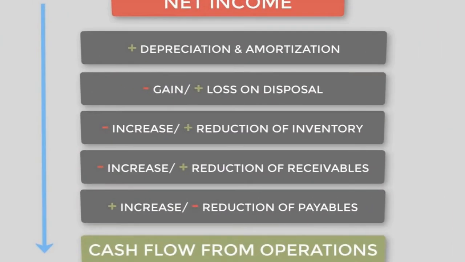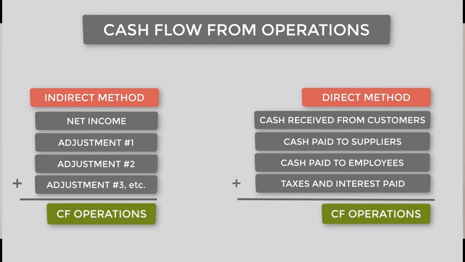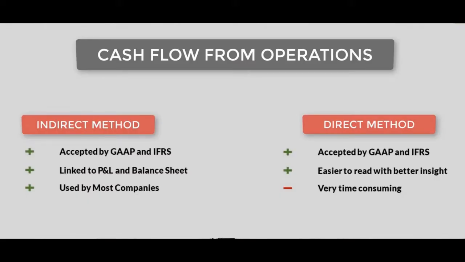The non-cash items are depreciation and amortization, increase and decrease in creditors and debtors, and increase and decrease in inventory. The other method is the direct method. In the direct method, we take the cash generated from the operating activities and what we have paid in relation to those operations. Both methods are accepted by accounting principles. The indirect method is linked to the profit and loss account and balance sheet, and it is used by most companies, whereas the direct method gives better insight, but it is very time consuming. So generally, the indirect method is preferred by companies.